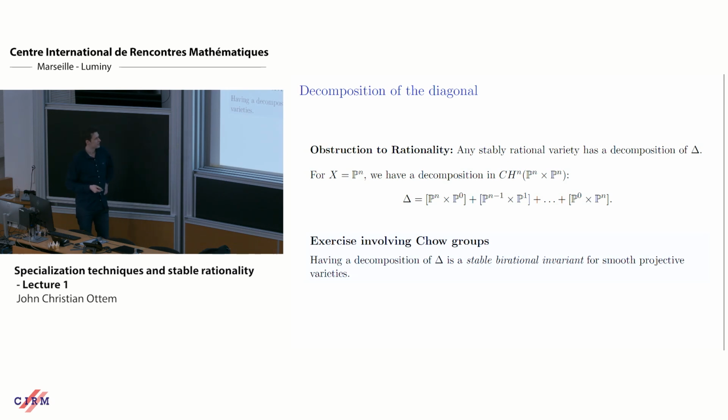This is a nice exercise for maybe the afternoon session, to prove that having a decomposition of the diagonal is a birational invariant. It's a sort of nice exercise using blow-ups and Chow groups. Is that okay? What it means to have a decomposition of the diagonal? It just means that in the Chow group you can decompose the diagonal cycle as vertical and then horizontal.